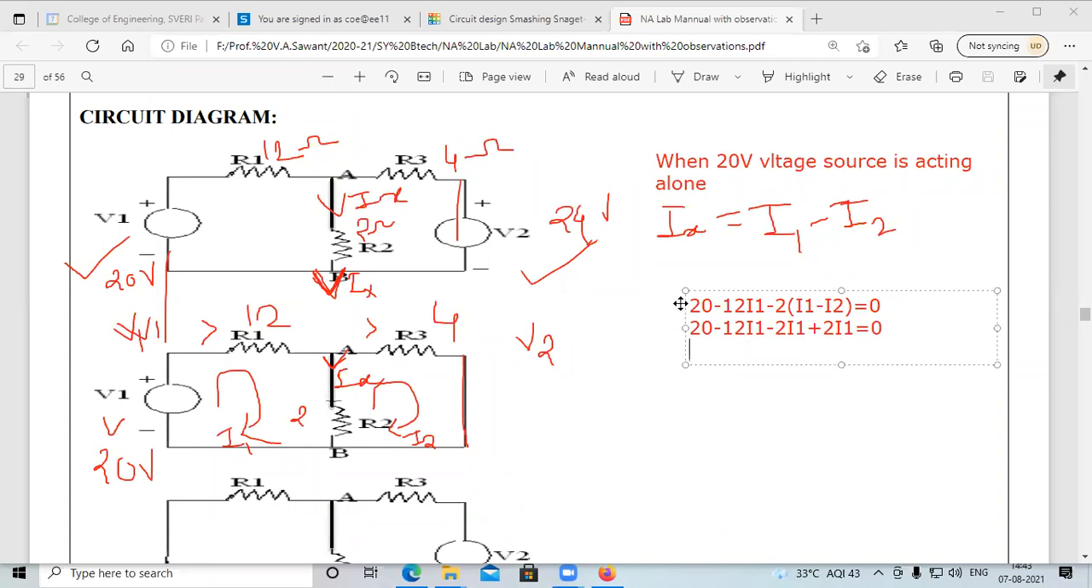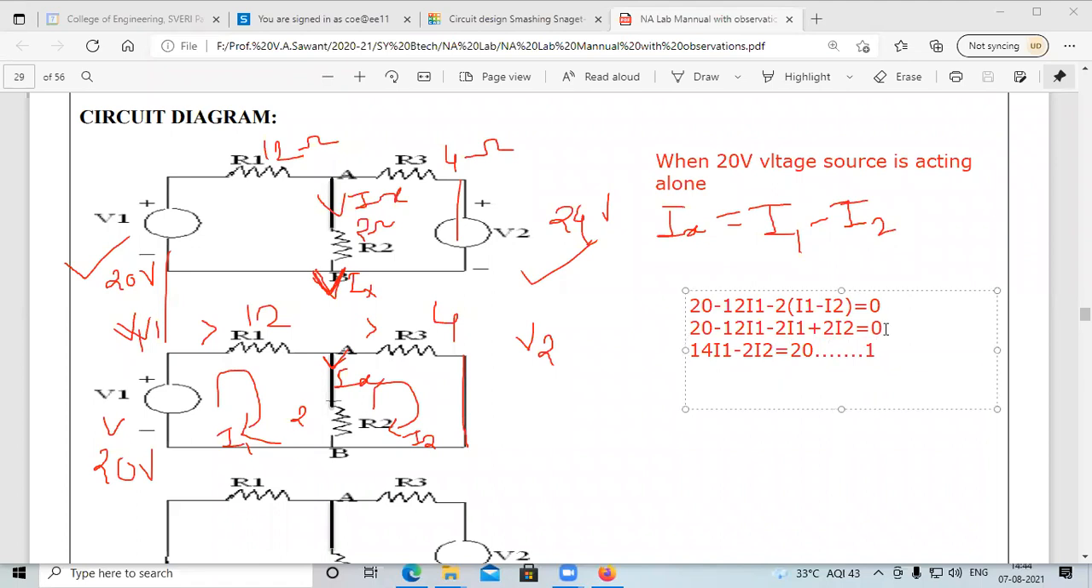Now shift this minus term. Here it is I2, sorry. Now shift the I1 and I2 terms to the other side. So it becomes 14 I1 minus 2 I2 is equal to 20. So this is equation 1, one of the equations.